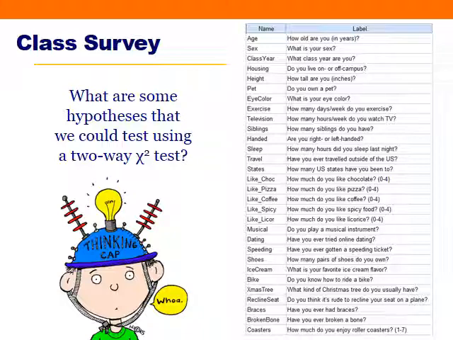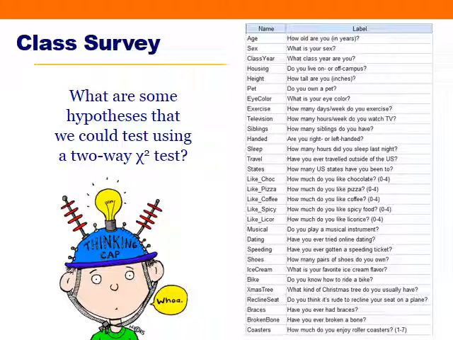For example, there probably is a relationship between housing and pet. In other words, people who live on campus are maybe less likely to own a pet compared to people who live off campus if there are restrictions about owning a pet if you live on campus. There may also be a relationship between sex and speeding. Perhaps it's the case that men are more likely to have gotten a speeding ticket compared to women. Because both of those variables are categorical, we could test that hypothesis using a two-way chi-square test.